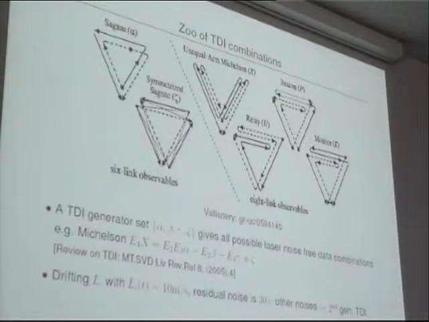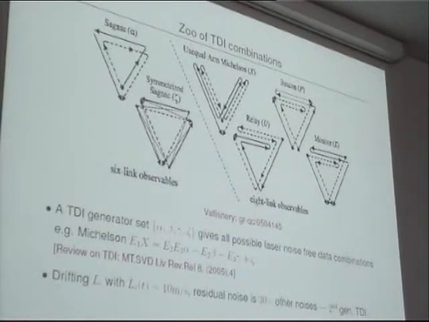Now with this simple idea, you can get the zoo of combinations. This figure I have taken from Michele's paper. It's a very nice figure, and it shows you all possible laser-noise-free combinations by just taking the beams around. So this is a simple Sagnac combination, where you take the beam around and then you take another beam around, and then you interfere them, and then you subtract the noise. This is the symmetric Sagnac combination.